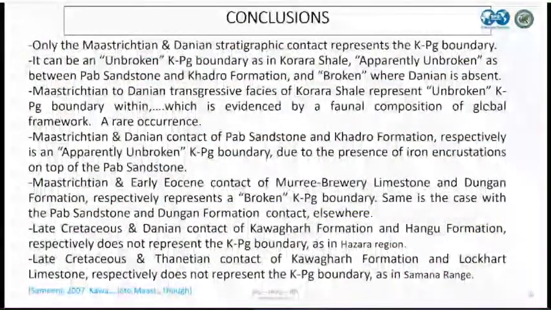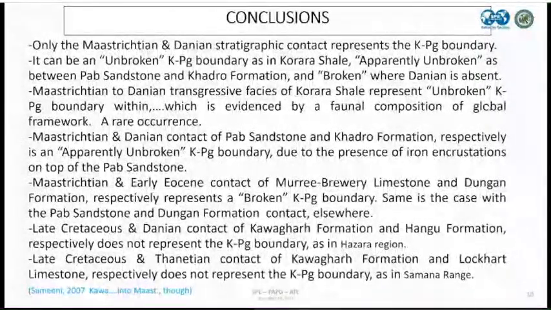So here are the conclusions. Only the Maastrichtian and Danian stratigraphic contact represents the KPG boundary. It can be an unbroken KPG boundary as in Korara shale, apparently unbroken as between Pup sandstone and Khadro formation, and broken where Danian is absent.